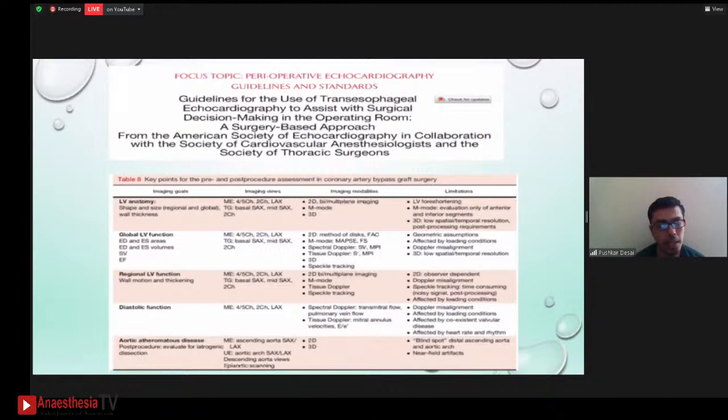Apart from that, CADS grading should be performed in TOE. We should always look for any evidence of atheromatous plaque in the aorta. Particularly grade 3 and grade 4 plaques are a contraindication for the endovascular balloon placement in the MICS, even for the side-biting clamps also.